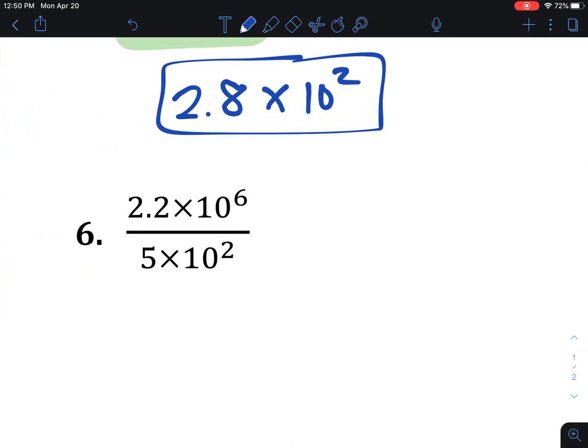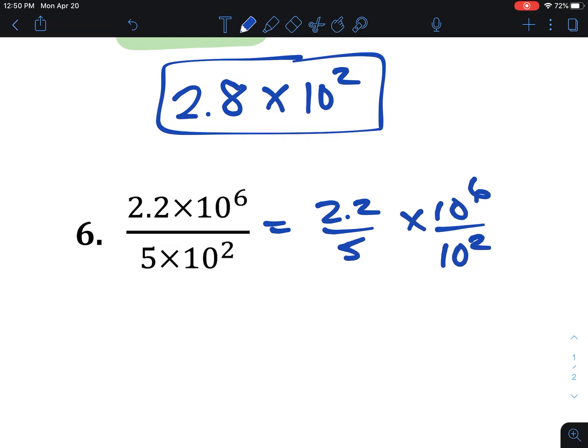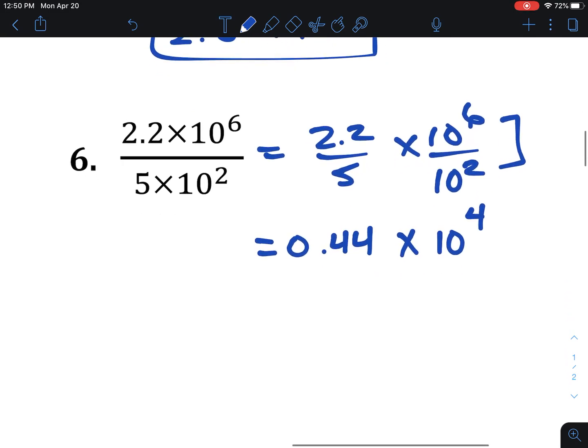Very similar over here. Let's split this up. So 2.2 divided by 5 times 10 to the 6 over 10 to the 2nd. Again, here to save a little bit of time, we can use a calculator. We can just do 2.2 divided by 5 on a calculator. That gives you 0.44 or 44 hundredths, times 10 to the 4th. Again, you subtract the exponents, keep the base. That's our division rule for exponents.